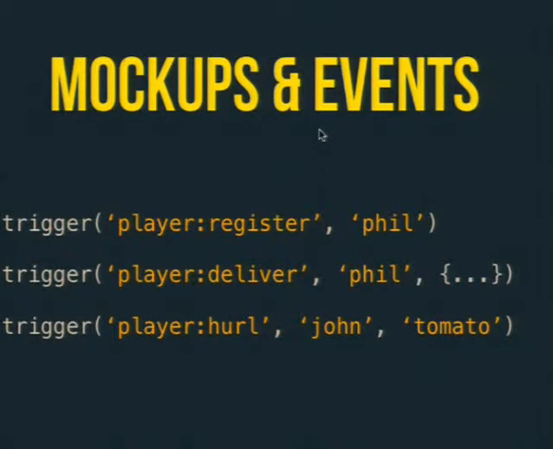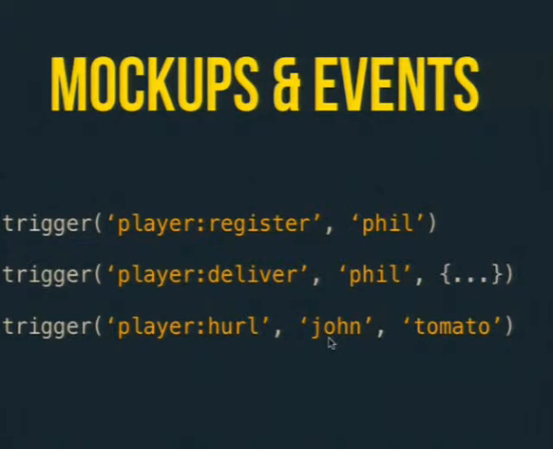So we created the mock-ups of how we expected the game to work, and then we realized that we needed to extract from that all these named events that we're going to be going through Pusher. So, for example, player register as an event would register a player into the game using their name. Player deliver would send the lines that they had to say out to the correct player, or in this case, player hurl. So John here would be hurling a tomato because he didn't think the current player was doing a very good job.